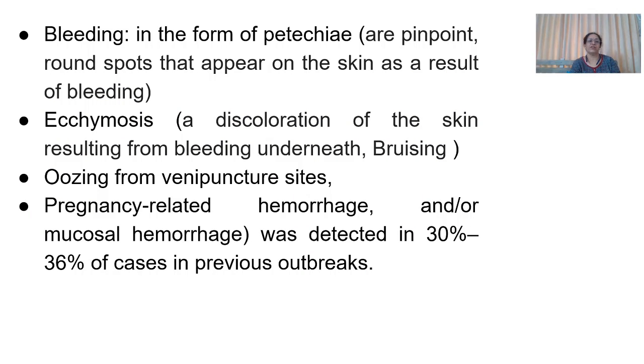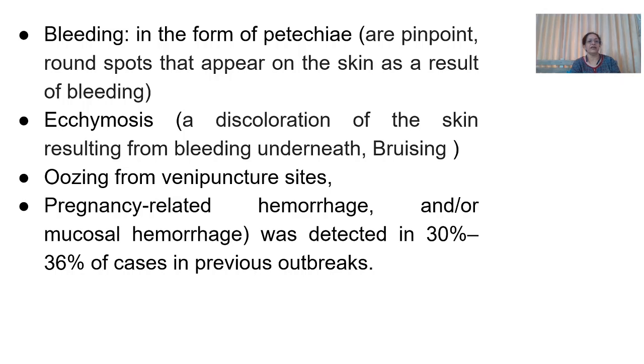Bleeding is one of the most important symptoms in case of Ebola disease. It is either in the form of petechiae. This is nothing but pinpoint round spots that appear on the skin as a result of bleeding. One can say hemorrhage. This is present beneath the skin. With that, there is a discoloration of the skin. This is called ecchymosis. This results from bleeding underneath the skin, also called bruising.